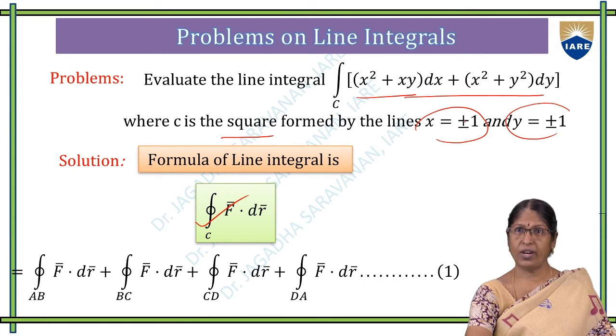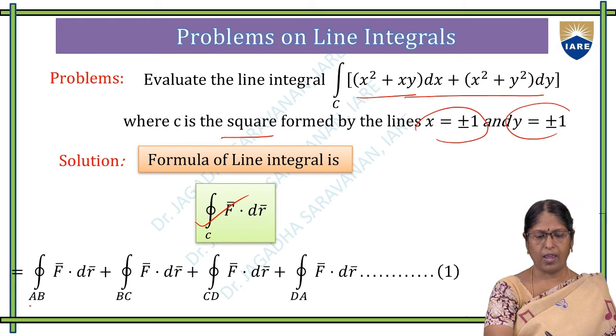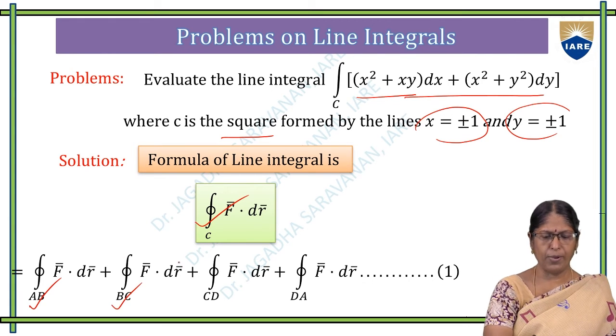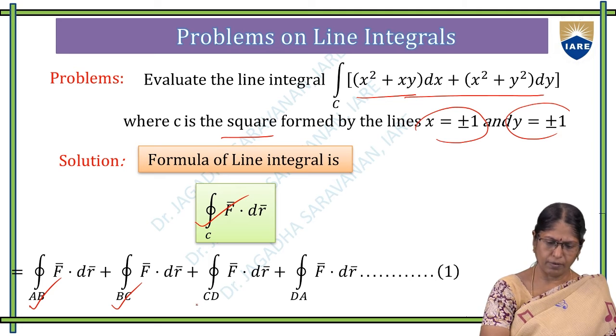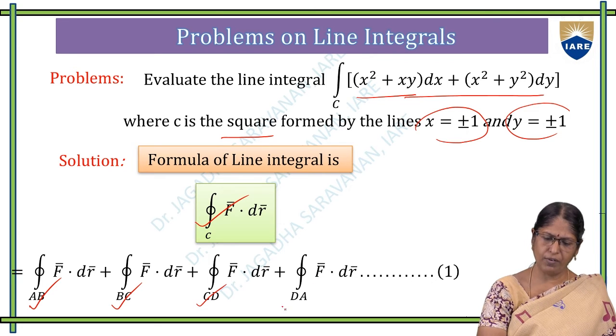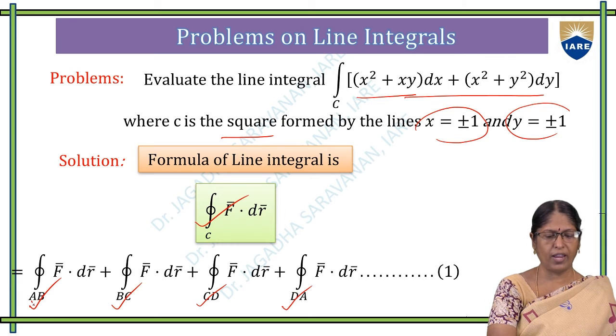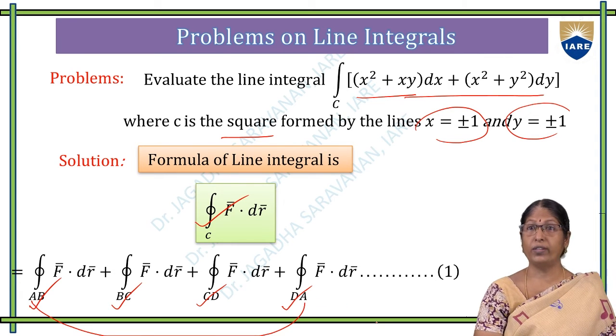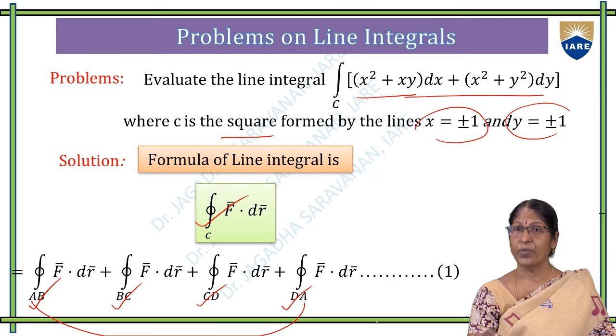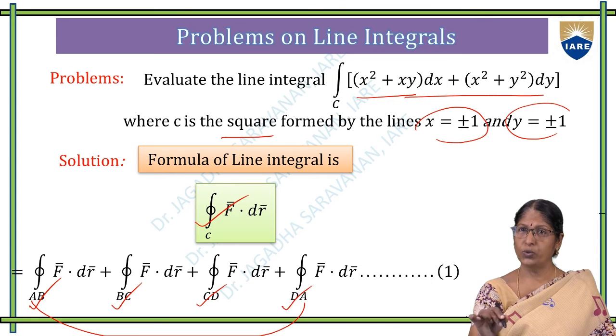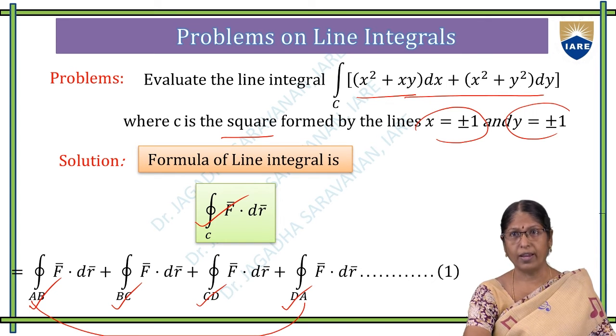the sum over four directions: AB, BC, and CD, and from D we are moving to A. So we started at the point A and ended at the terminating point A. Starting and terminating points coincide, so it's a closed curve. So it is fit for line integral. Now we have to evaluate.